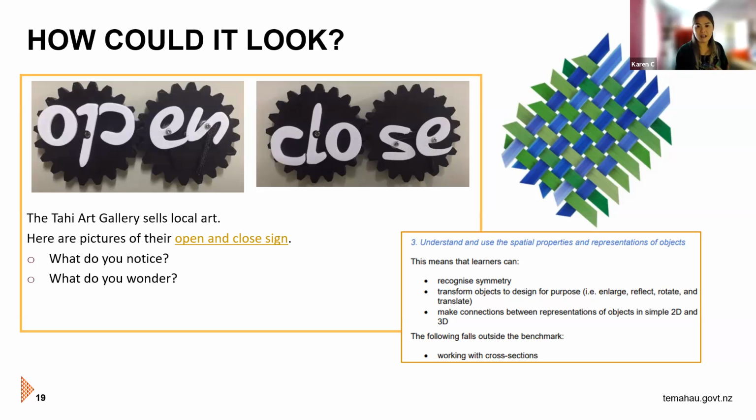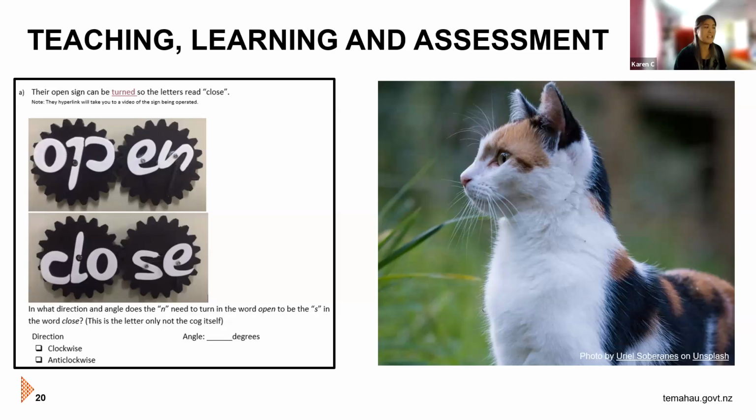But what I want to know is, how does this support them with the assessment? Because while teaching and learning is incredibly important, there is the aspect of summative assessment as well. Some of you may recognise the open and close sign from the bank of questions that NCEA developed. And one of those questions is, in fact, this one here. So this question is in a style consistent with previous numeracy assessments.